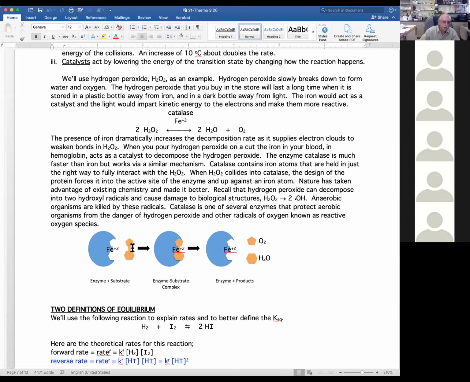Because of the design of the enzyme, the hydrogen peroxide gets sucked right into there. These are now attracted to each other, and it pulls it right up against that iron atom and causes it to decompose. So if this doesn't collide directly into this right here, if it collides over here, it gets sucked into that active site of the enzyme, pulls it right up against that iron atom, causing it to immediately decompose.